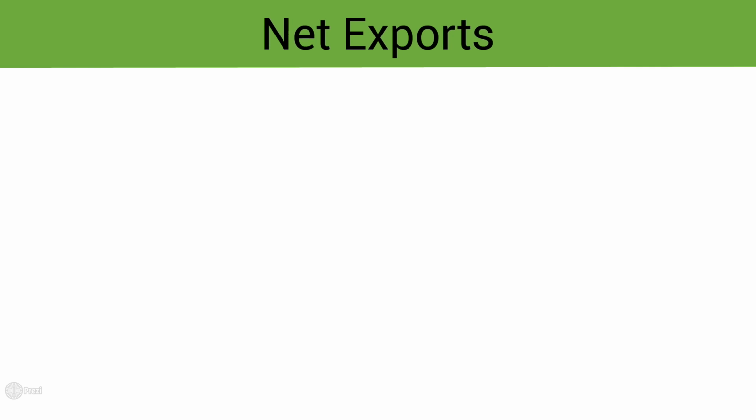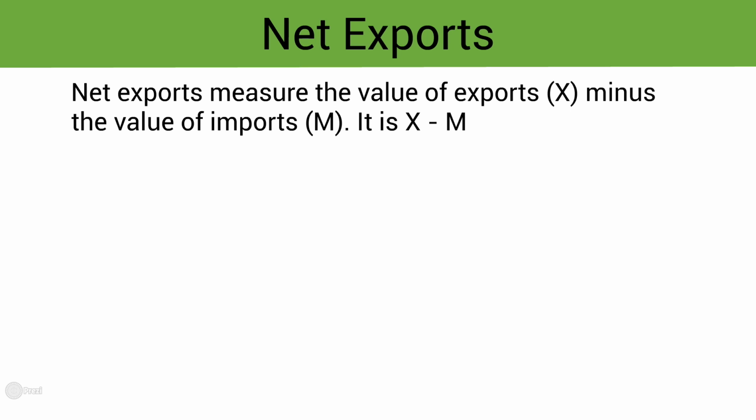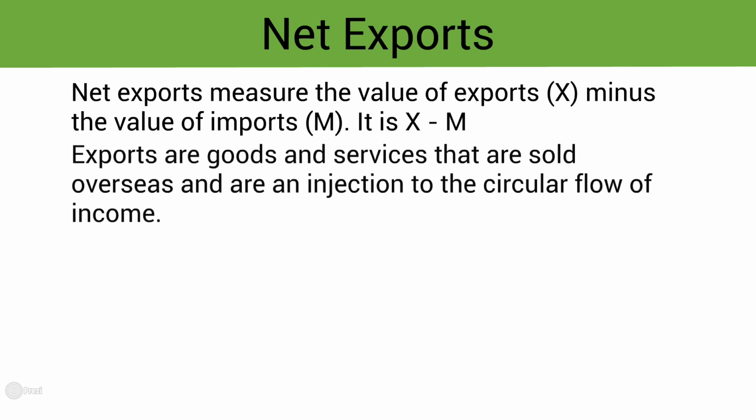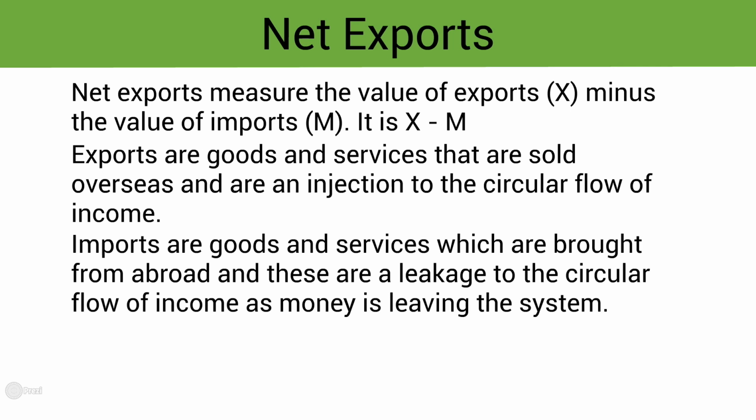The final two components of aggregate demand are exports and imports. We group these two together and call them net exports. Net exports measures the value of exports minus the value of imports. Exports are goods and services that are sold overseas and are an injection into the circular flow of income, hence why exports has a positive value. Imports are goods and services which are bought from abroad, and these are a leakage from the circular flow of income, as money is moving from the domestic economy to a foreign economy. This is why imports have a negative value.